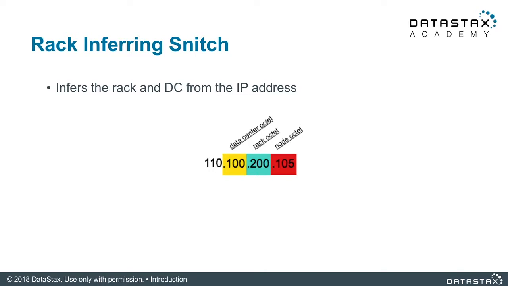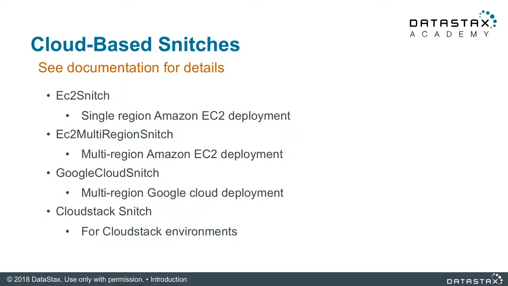How you name your data centers and racks is up to you, and you will see this in the exercise for this section. The rack inferring snitch tries to infer the rack and data center from the node's IP address. Unless your IP addresses are clean enough to match the physical setup of your hardware, don't use this rack inferring snitch. Although the convenience of the snitch may look tempting, it's not as flexible as controlling the data center and rack assignments yourself.